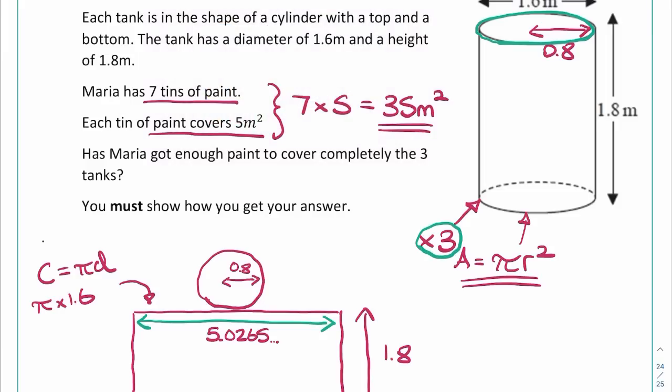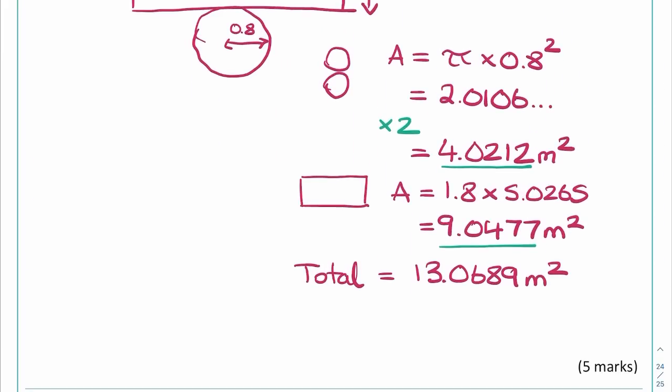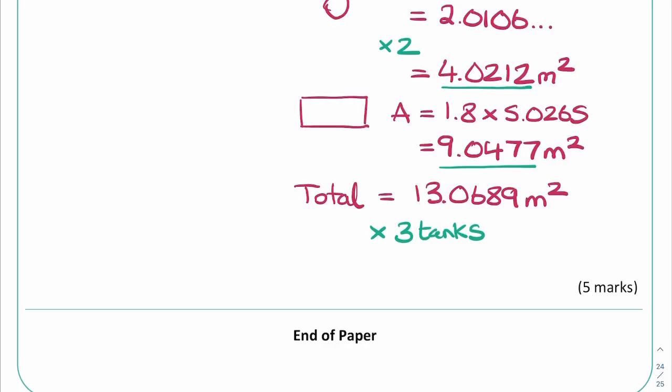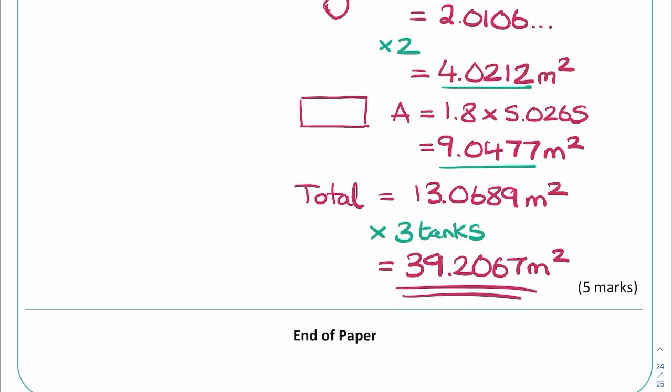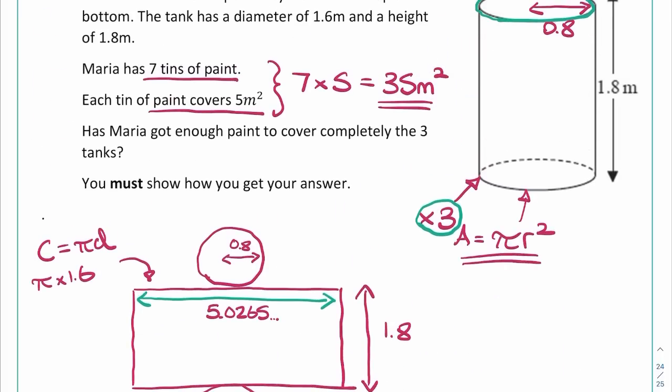Now, of course, this question said that there were 3 of these tanks. So now we have the total surface area of 1 tank. We now want to multiply that by 3 tanks. So again, I'm just going to put times 3 tanks so we remember where that 3 came from. So times 3 on my calculator, and that gives us a total for the 3 tanks of 39.2067 meters squared.